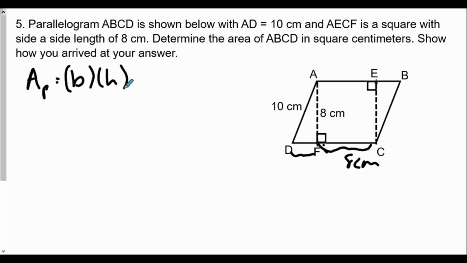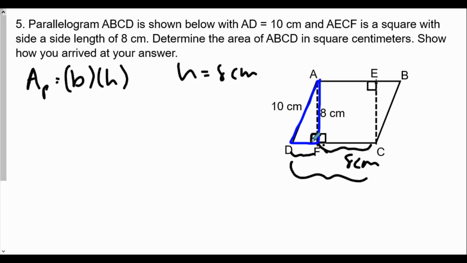We know the height to be 8. So we know this to be 8 centimeters, but we need to find the base here. And the base would be CD. Well, we do also know, however, that in this figure, AFD is a right triangle, because angle AFC is a right angle.